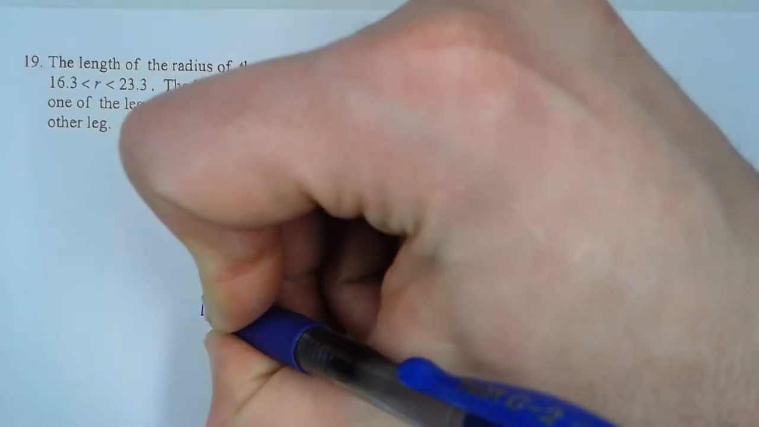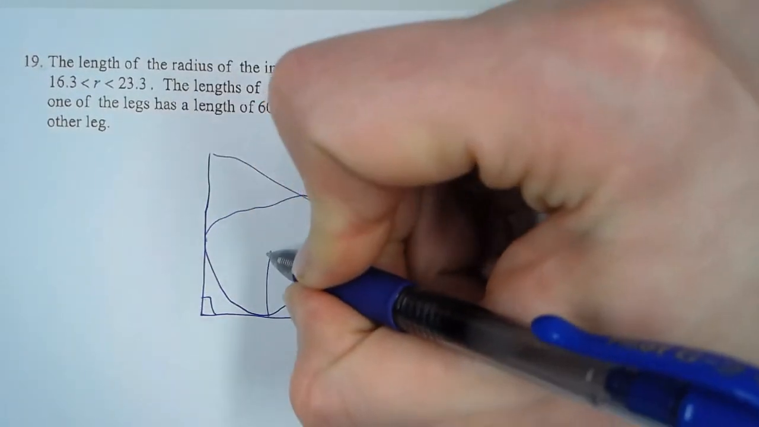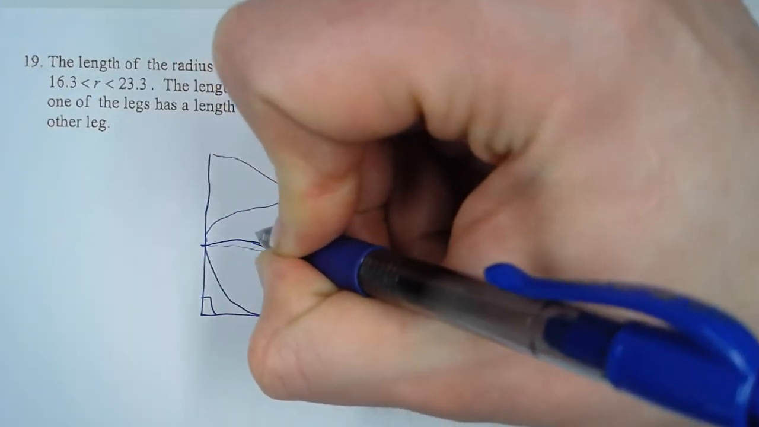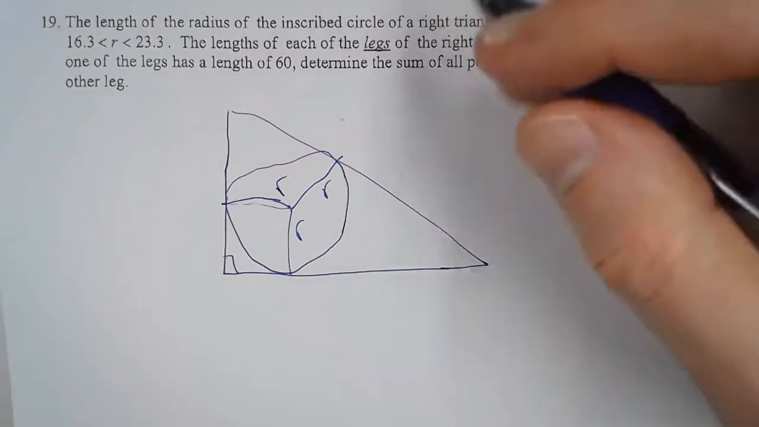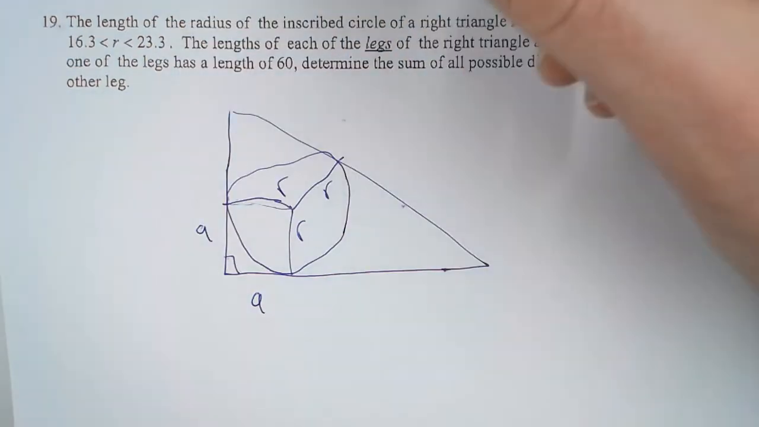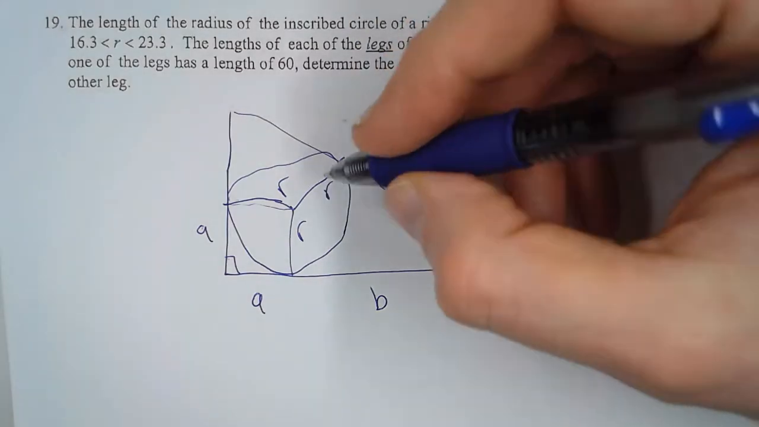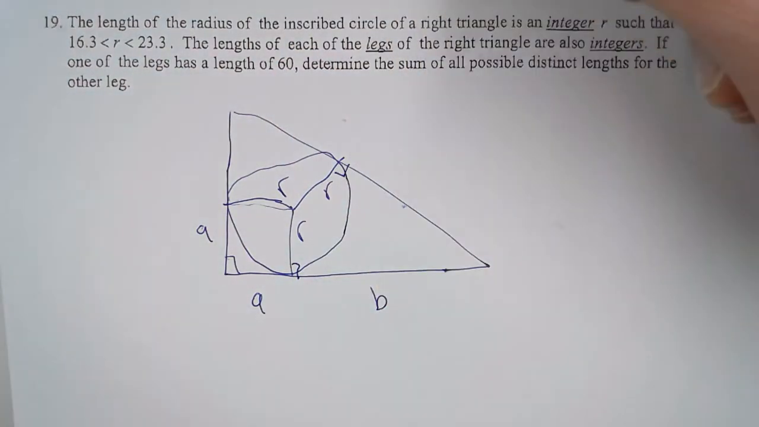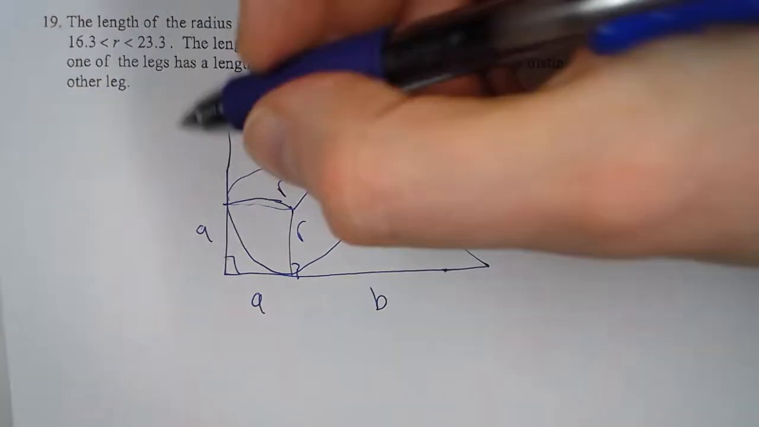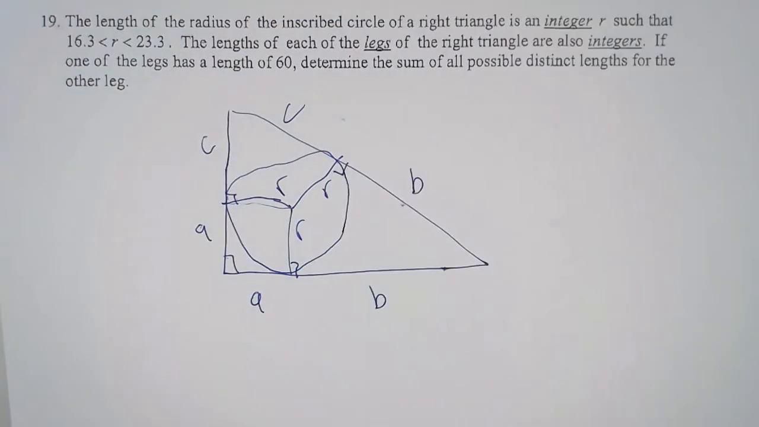We have a right triangle, and inside that triangle, inscribed is a circle with a radius of r. Now, this right here forms a square. Let's call this A. Now this over here is left over, so we'll call this B. However, because these are perpendicular right here, this shape makes a kite. So that means this side is also B. We also have a kite up here. So let's call this C, like that.